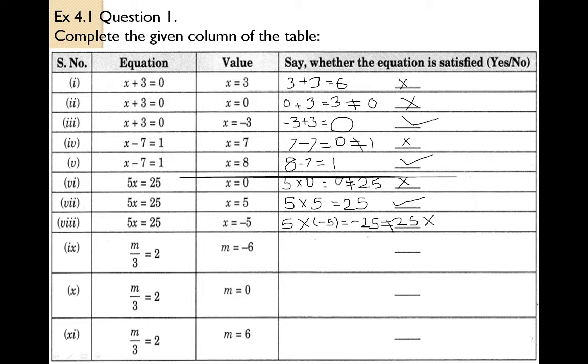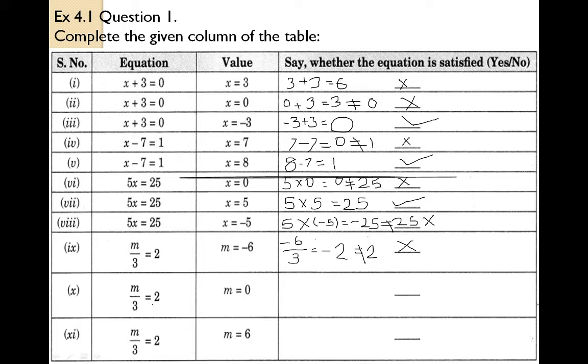The ninth one, m upon 3 is equal to 3 and the value of m is negative 6. Now we are going to substitute the value of m, that is negative 6 upon 3. As in multiplication, during division, if both numbers have different signs, we have to give the negative sign to the answer. So negative 6 upon 3 is negative 2, which is not equal to 3. So this equation is also not satisfied with the value of m.